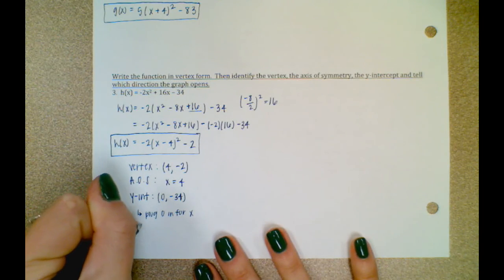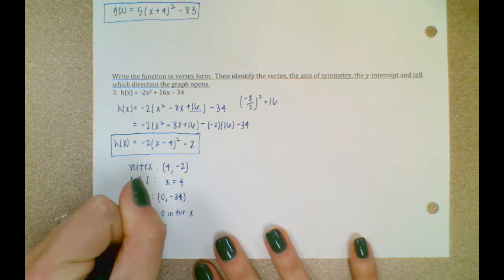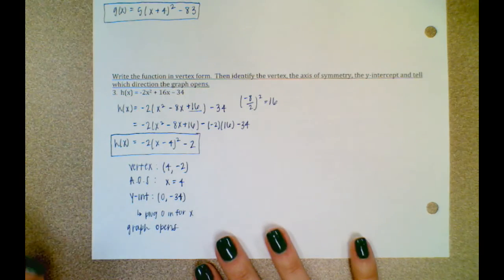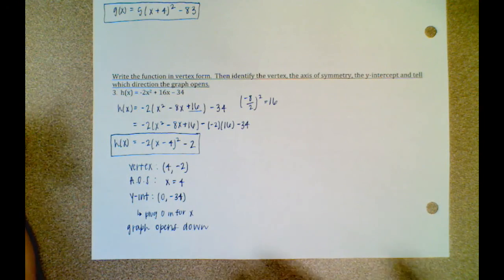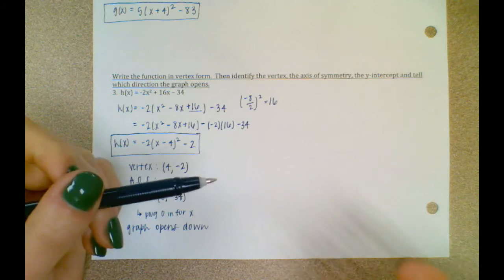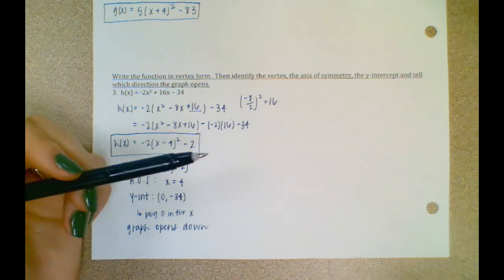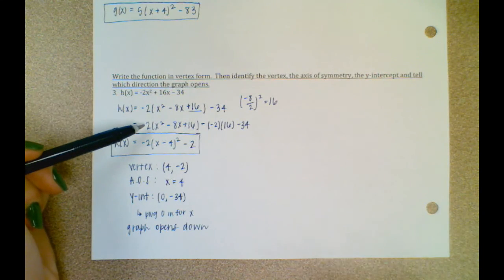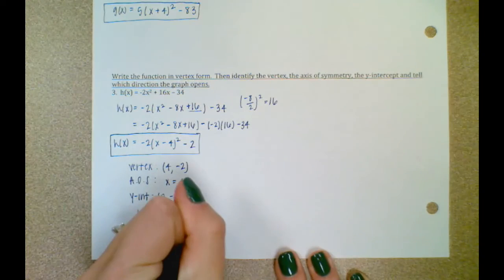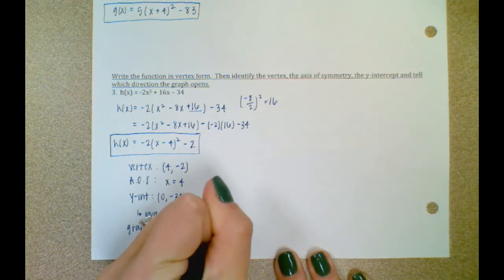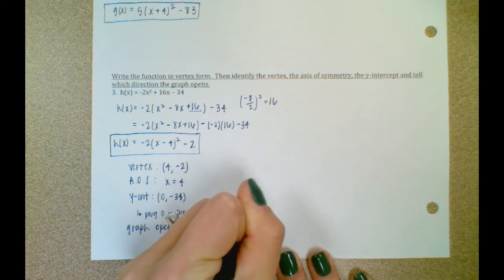All right, and then it says tell which direction the graph opens. The graph opens down because that a value is negative, okay? Kind of like when we were in standard form and we determined if the graph opened up or down. It's based off of that a value of the quadratic function, okay? So the graph opens down because a is negative.